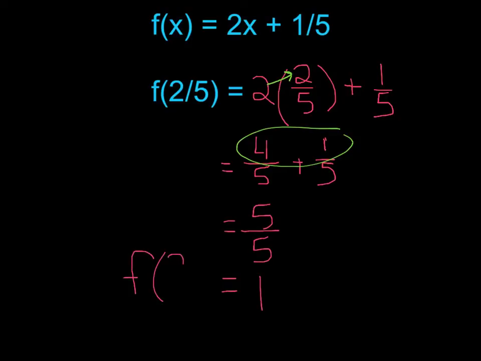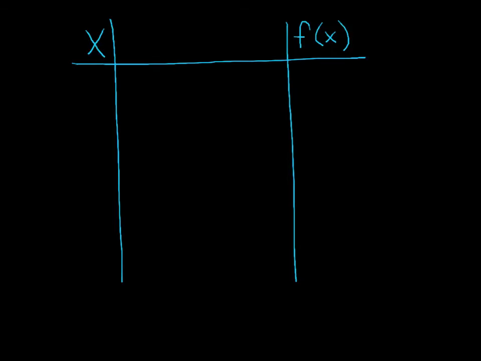So f of 2/5 is 1, which means 2/5 is my x value, my input, and 1 is my y value, my output. Here I have a function table, which is the same thing as an xy table, because remember, f of x is just fancy notation for the variable y.